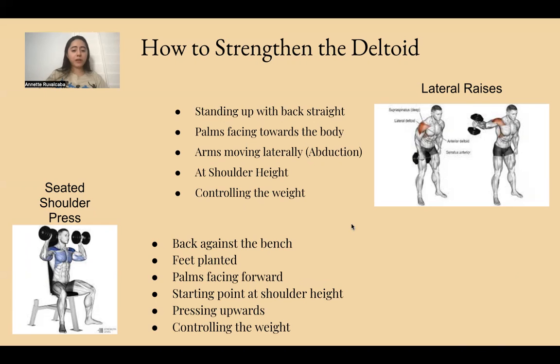For seated shoulder press, we are seated on the bench, having our back against the bench as well. Feet are planted, and again, using weights that are not too easy but not too difficult, just right in the middle. We position ourselves by having our palms facing forward with our dumbbells, and our starting point before we start the exercise is going to be shoulder height, and then we go ahead and press upwards and then control the weight while we're coming down.